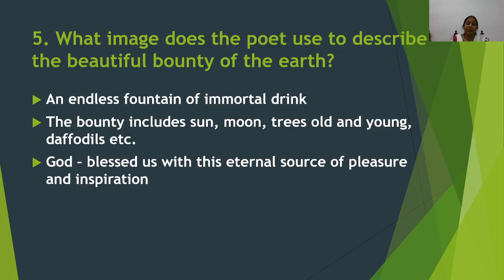Now, this rich bounty of nature includes the sun, the moon, trees old and young, daffodils, and cooling covert. Several examples of natural objects have been listed by the poet in the poem, almost a list of things of beauty. The poet wants to convey that God has blessed us with this eternal source of pleasure, available to us like an endless fountain of immortal drink. This eternal source of things of beauty on the surface of the earth continuously gives us pleasure and inspires us.